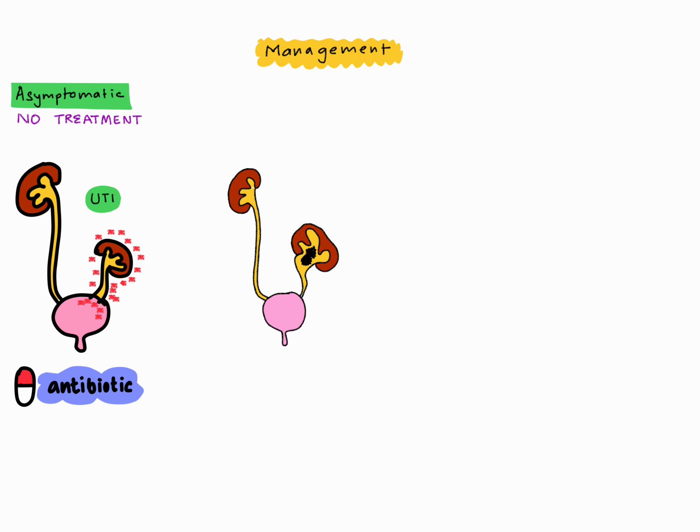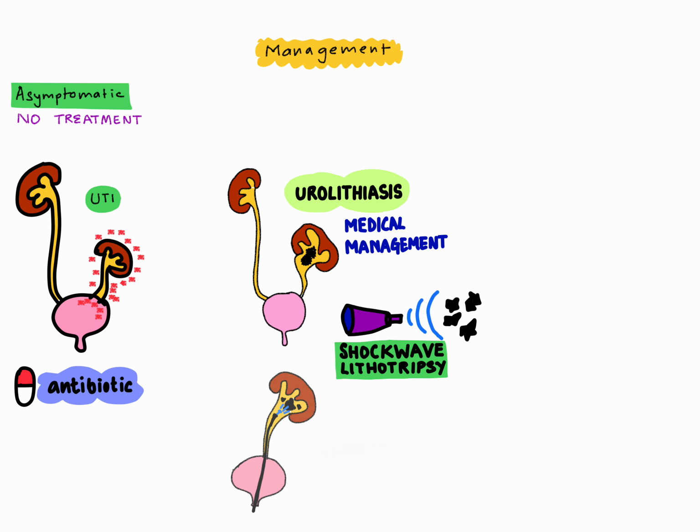Now, for the crucial part, management. The good news is that asymptomatic ectopic kidneys with normal function generally do not require any treatment. The management strategy focuses on addressing any complications that may arise. For UTIs, standard antibiotic therapy is the mainstay. For urolithiasis, treatment depends on the size and location of the stone and may involve medical management, shockwave lithotripsy, or surgical removal.